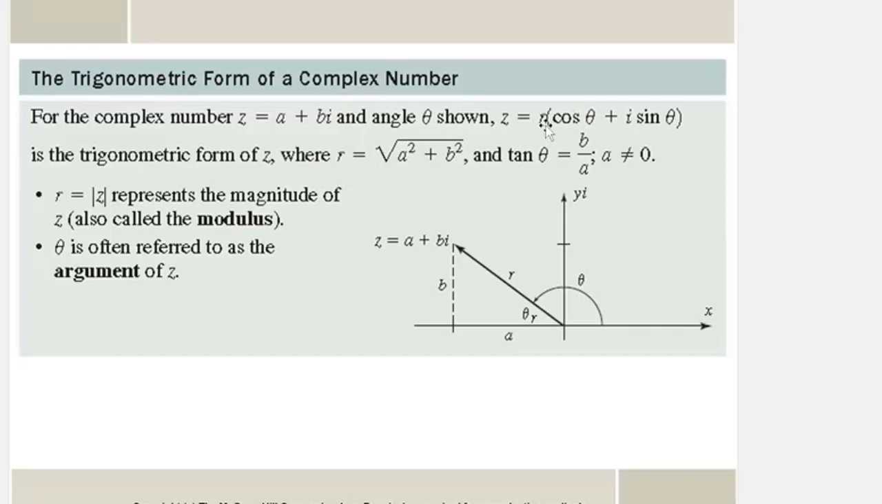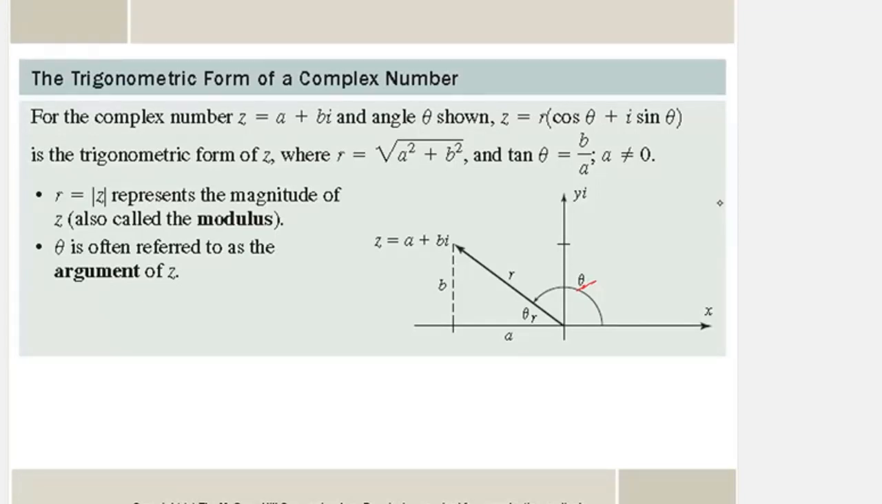And then r, which is basically the magnitude, the length of the line, we find exactly the way we always find the hypotenuse. It's just the square root of a squared plus b squared, where a is the x value and b is the y value. And then we know that the tangent of theta, here's this theta we're talking about, is equal to the opposite over the adjacent. That's pretty much it.